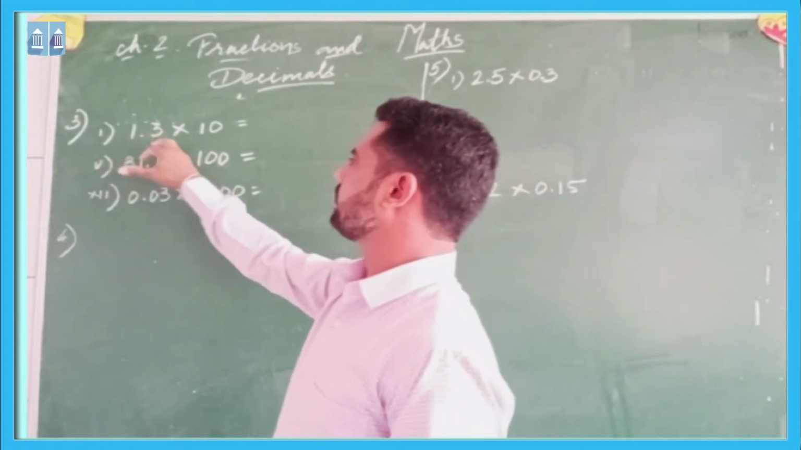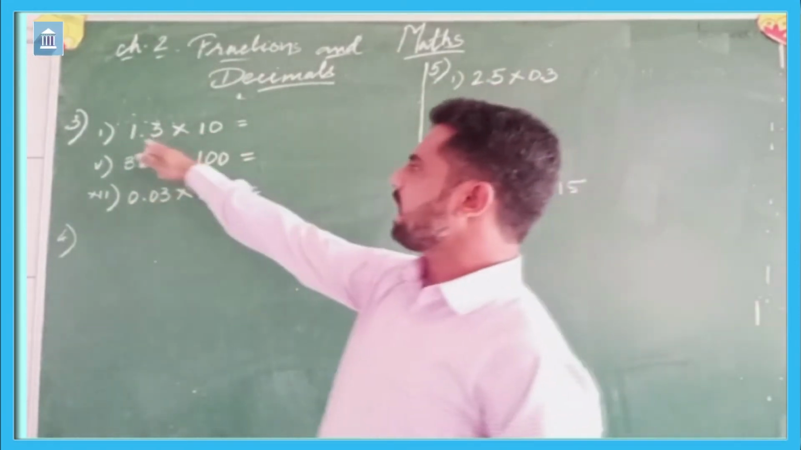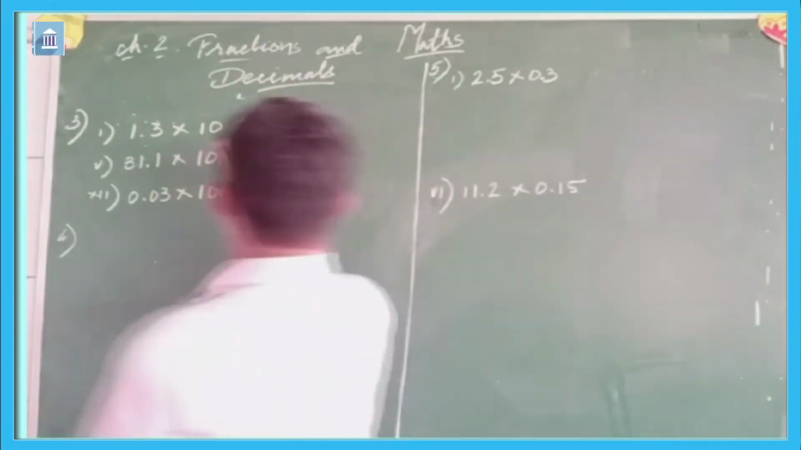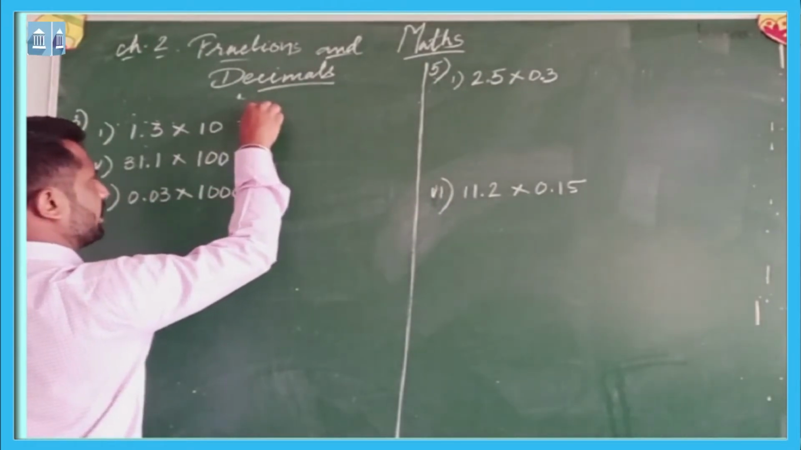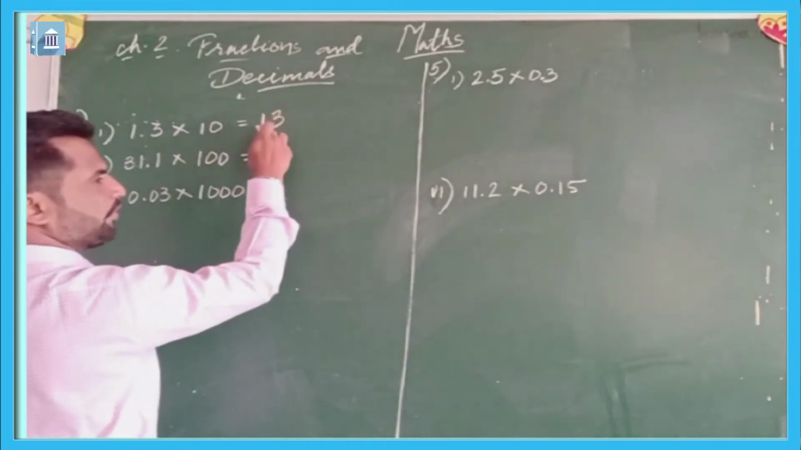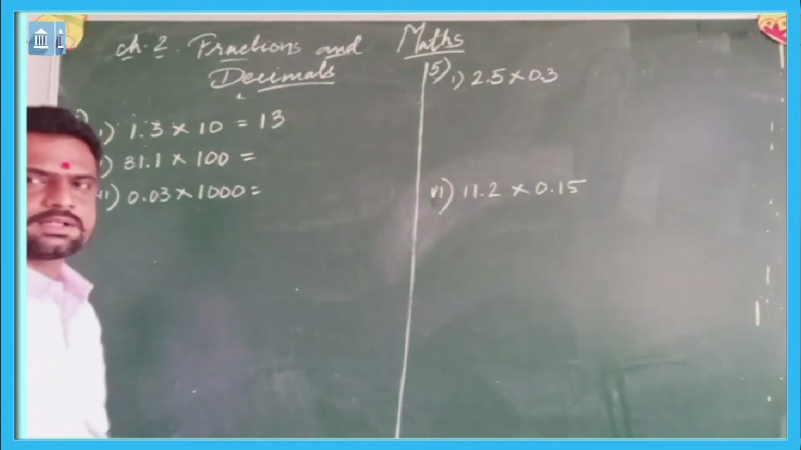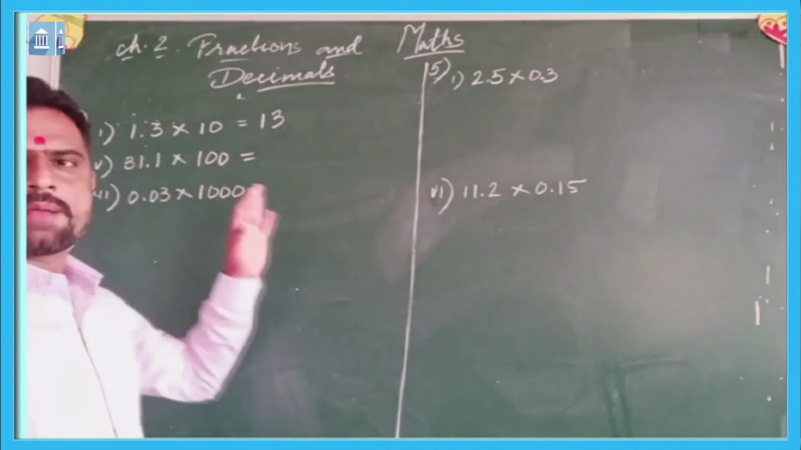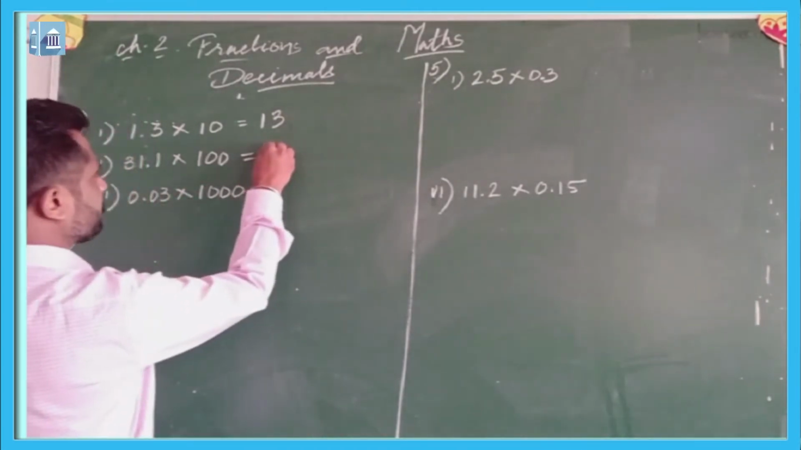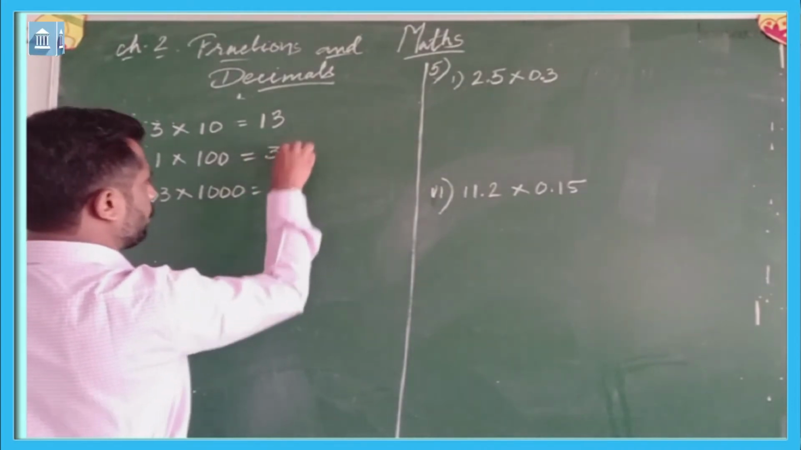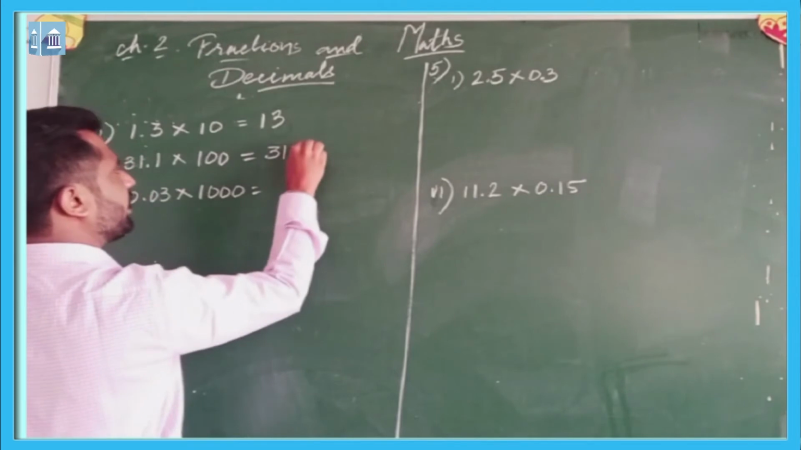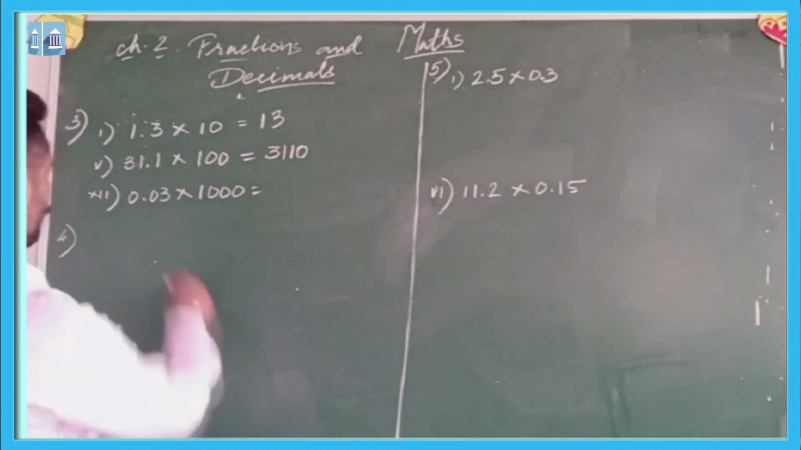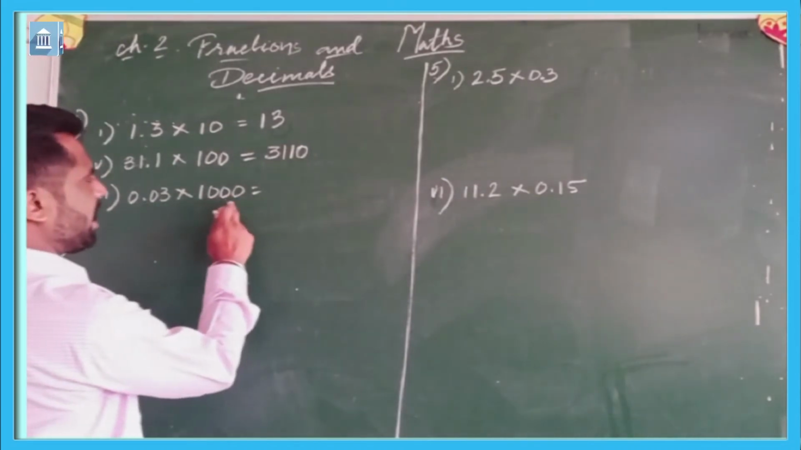Find 1.3 multiplied by 10. As we had discussed earlier, 1.3 multiplied by 10. Here 1 0 is there, so the decimal point will move toward the right hand side. From here it will move toward here, and the answer is 13. Now again in the same way, 13.1 multiplied by 100, and so the result is 1310. The decimal point will move 2 digits this side. Then 0.03 multiplied by 1000.